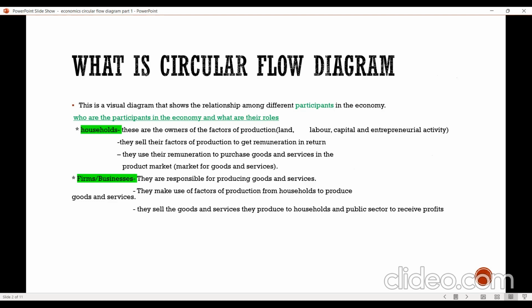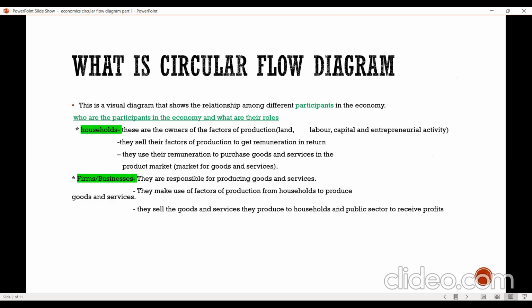And what do they do with these factors of production? Remember the factors of production. What are we talking about? We're talking about land, labor, capital, and entrepreneurial activity. Now, let us take a closer look at these households. What is their role? Households consist of one or more persons who live in the same housing unit, such as a family. So that's why I say you are the household. They own all the economic resources in the economy.